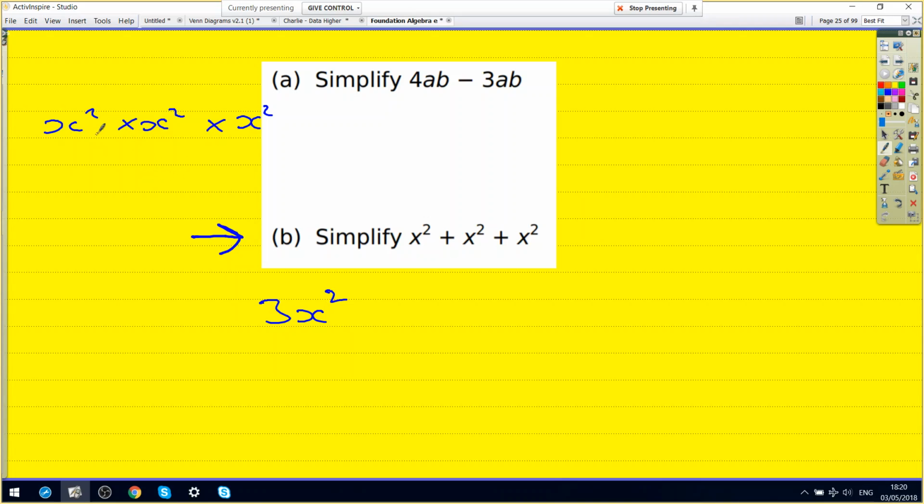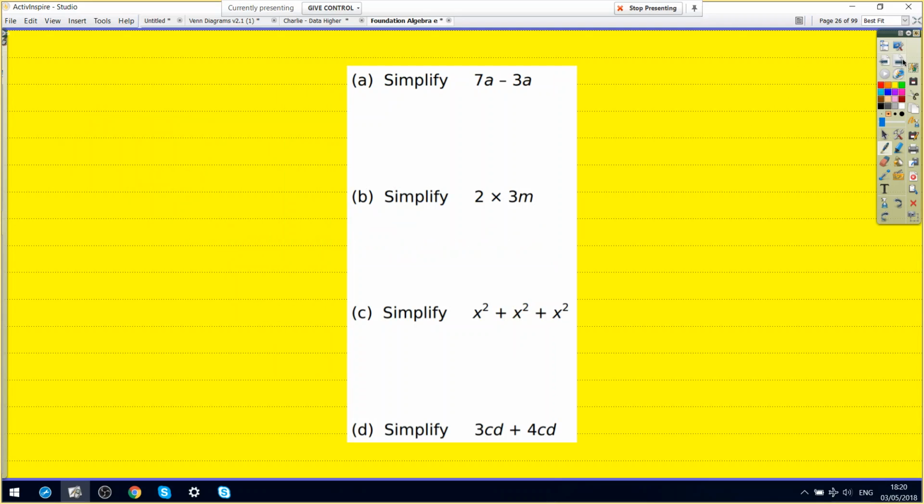So if you had x squared times x squared times x squared, multiplying changes the number to the right. So that would be x to the 6. Adding or subtracting changes the number to the left. And so it's like 1x squared plus 1x squared plus 1x squared, in total 3x squared. And the number to the right doesn't change because nothing was multiplied or divided. Okay.